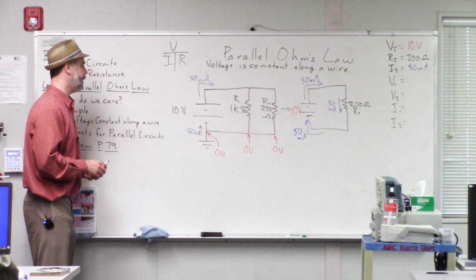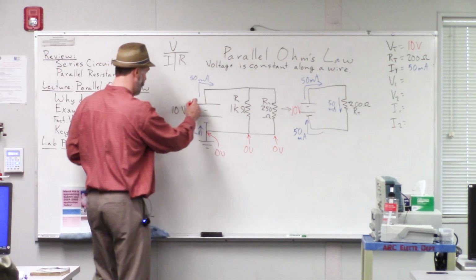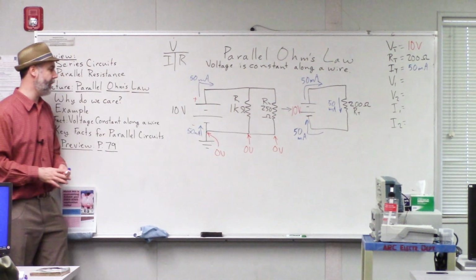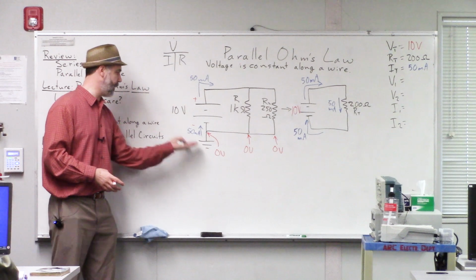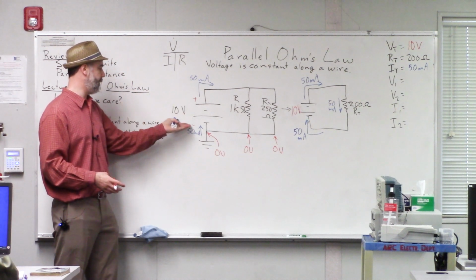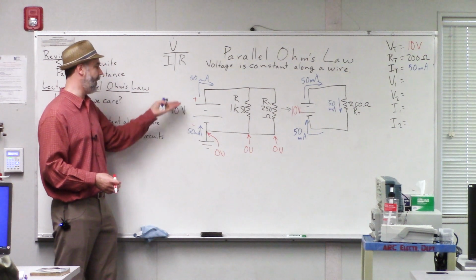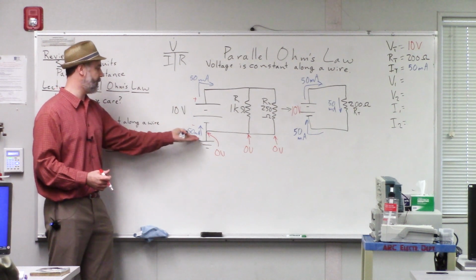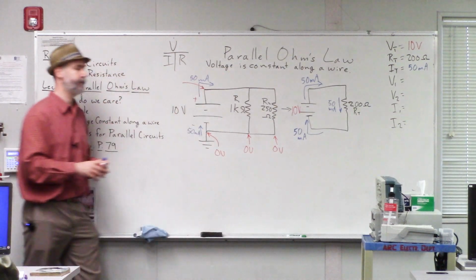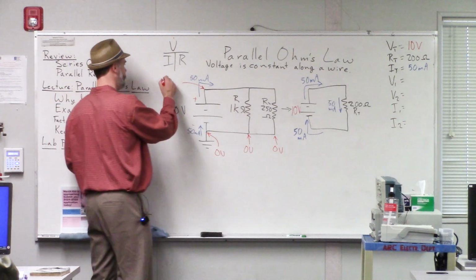Okay, and we have our power supply over here, and that's a 10 volt power supply. That means there's a 10 volt difference from one side to the other. So we're starting at 0 volts down here, and then we're going up by 10 volts. This negative to positive, it's like going uphill. So we go up by 10 volts, we start at 0. So what's our voltage at that point up there? 10 volts, exactly.